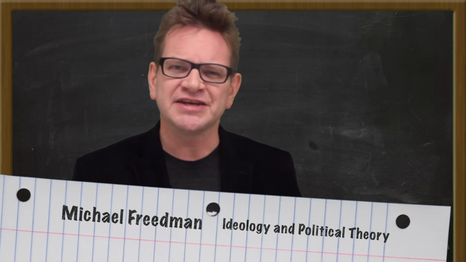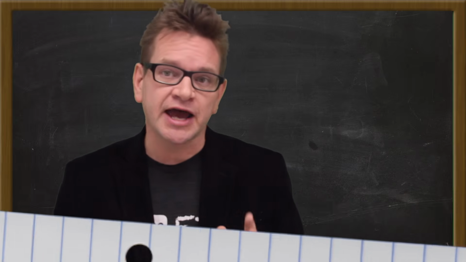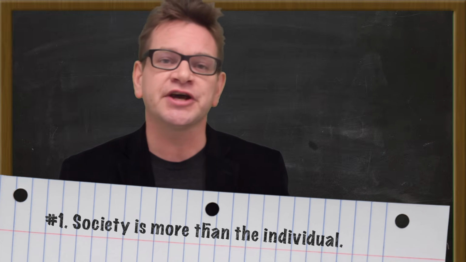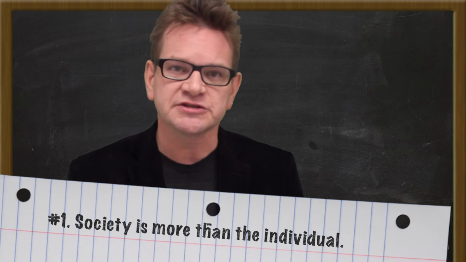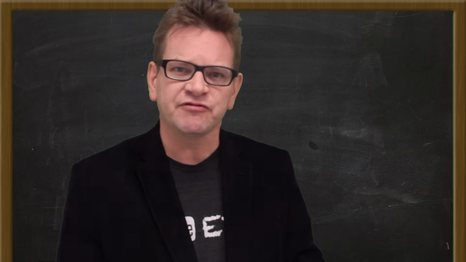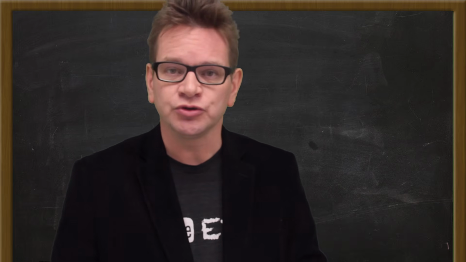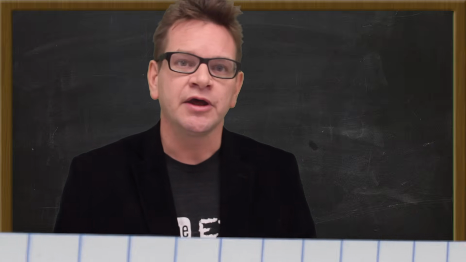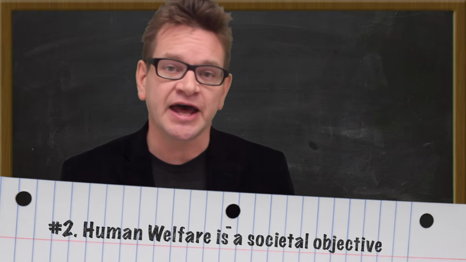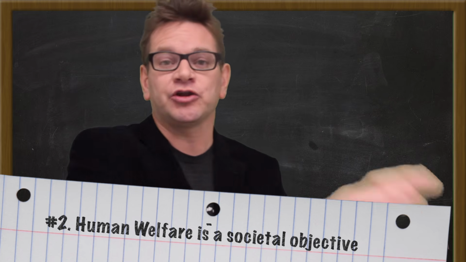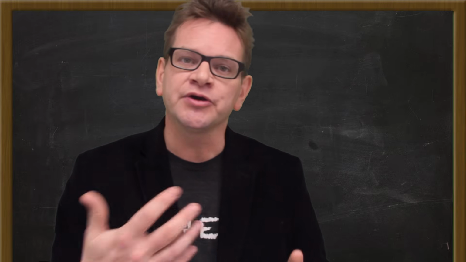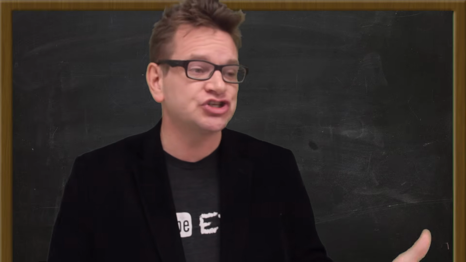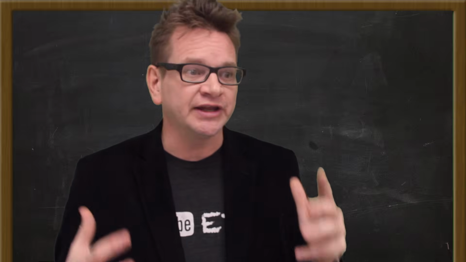His 5 are: number 1, you believe that society is more than the individual, and this contradicts some of the very roots of the United States in terms of individual liberalism, that the individual is at the core of everything and they lend themselves to society, not the other way around. The second attribute is that human welfare is a societal objective. So that could be an objective of education, objective of healthcare coverage, an objective of hunger.